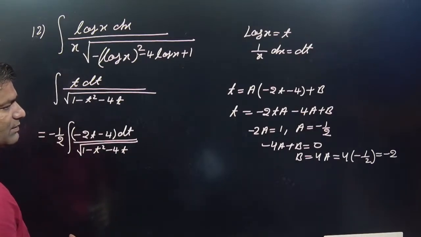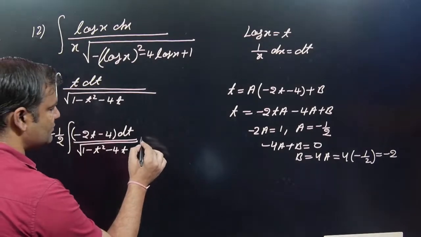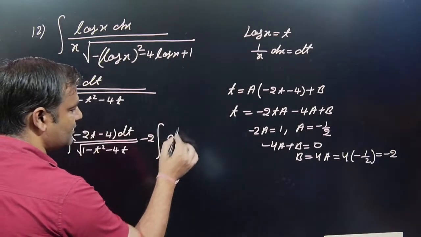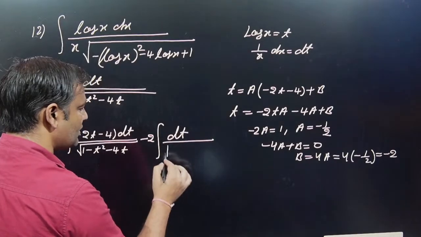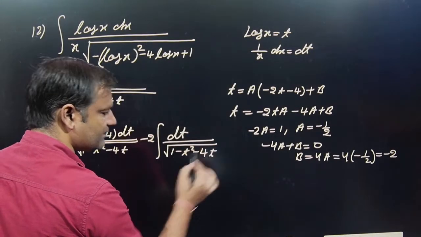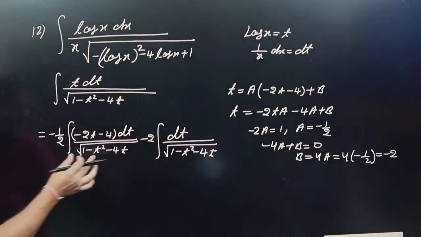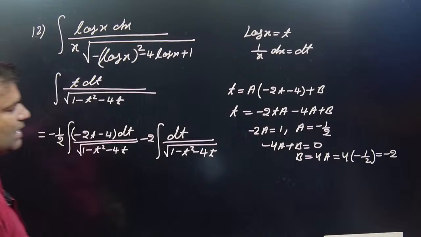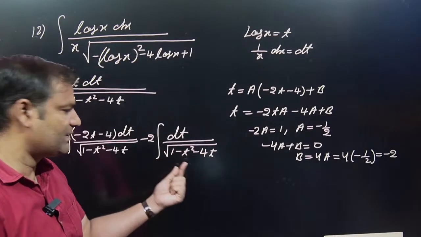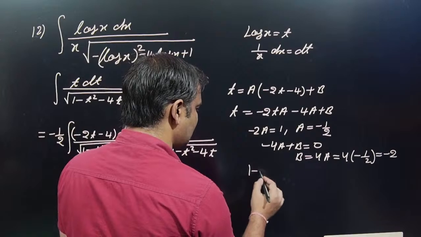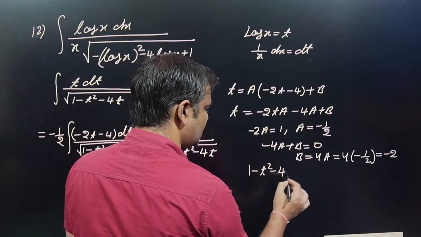After that, look here, b is minus half, minus 2, so written minus 2 into dt divided by how much? 1 minus t square minus 4t. Clear? So if this one is t, so that one dt, very clear. But how can we solve this one? First of all, make a perfect square of this one. So we are focused on 1 minus t square minus 4t.